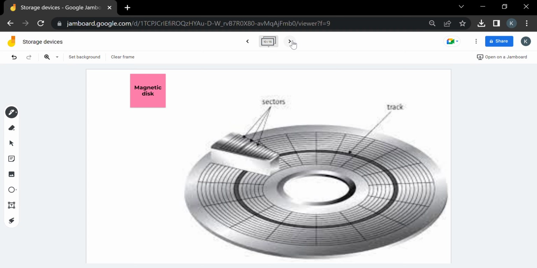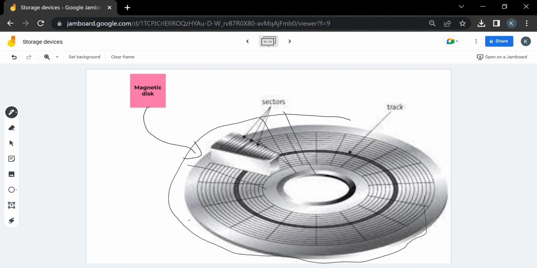This is one example of a magnetic disk, one part of our hard disk, and you can see different tracks and then different sectors. Data is being stored in the form of tracks and sectors. So why do we need these tracks and sectors? Whenever we want to retrieve the data back, we can easily retrieve it.